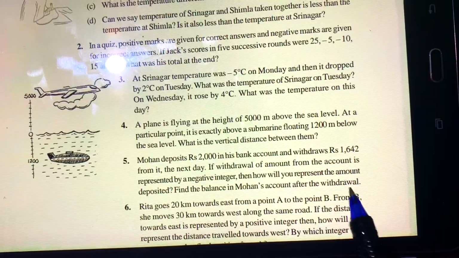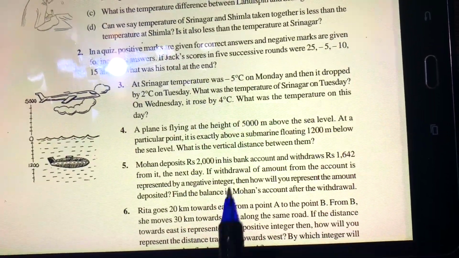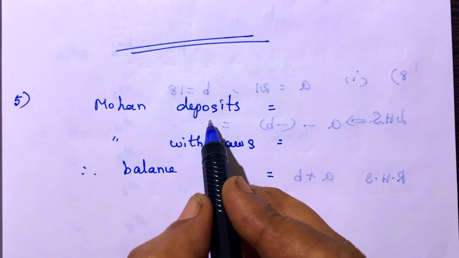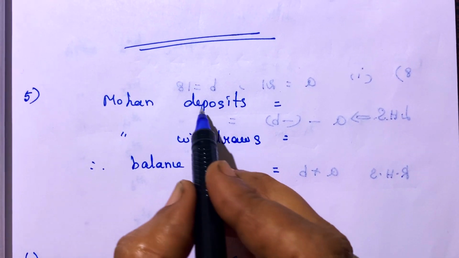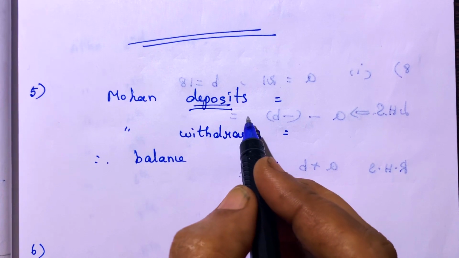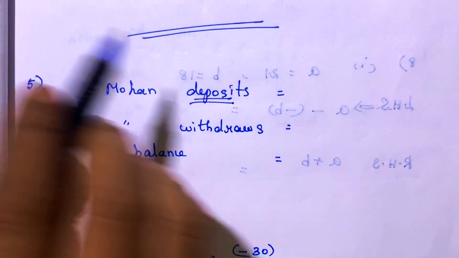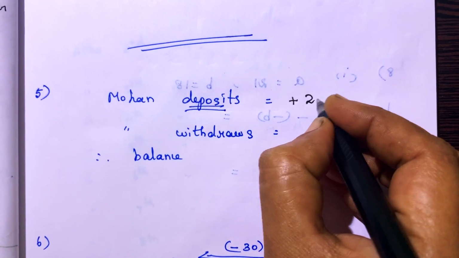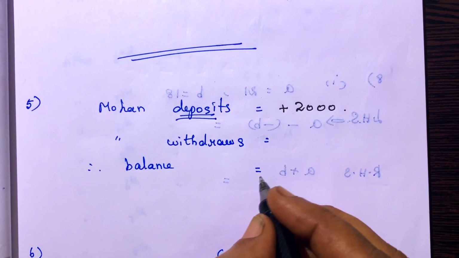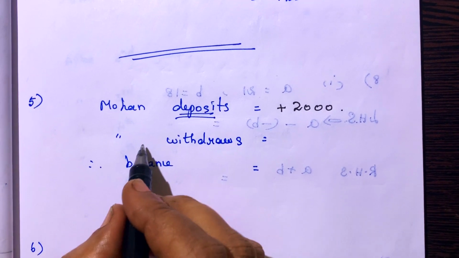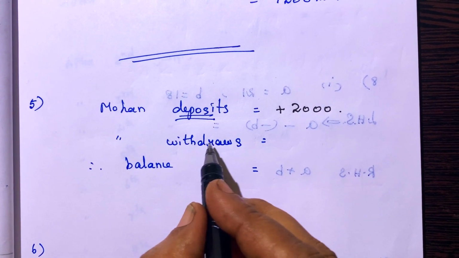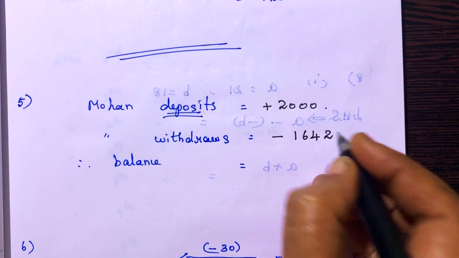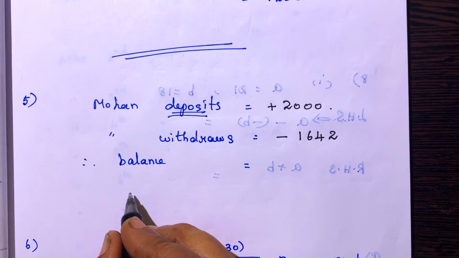We'll do that sum in the same procedure as we did in the fourth sum. Mohan deposits. A deposit, as I already told you, will come as a positive integer. So it is plus 2,000 rupees, right? Now, Mohan withdraws. The withdrawal amount will come as a negative integer. So, minus 1,642.